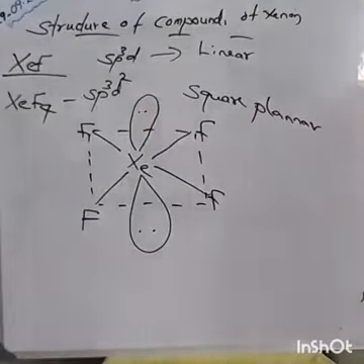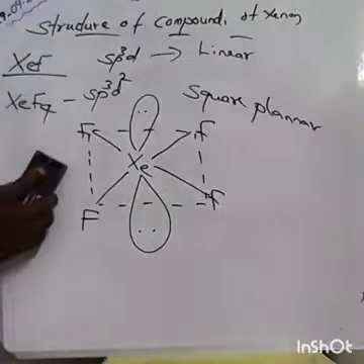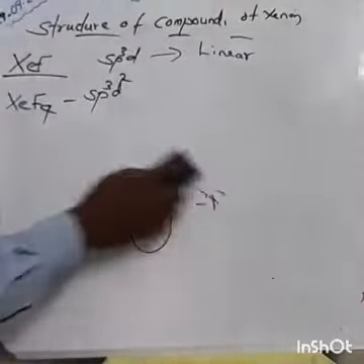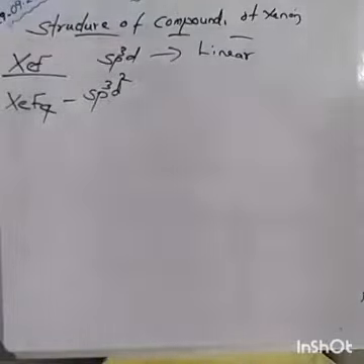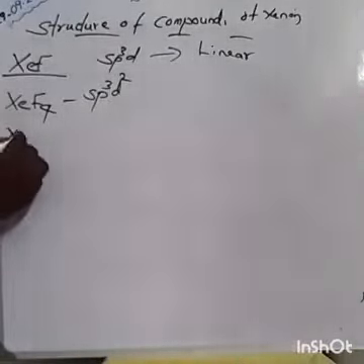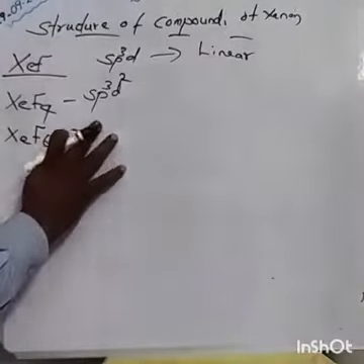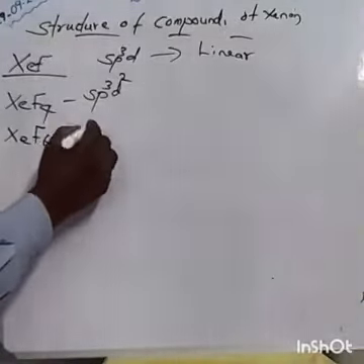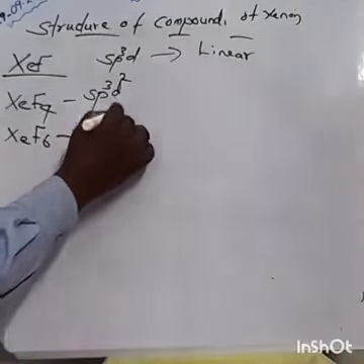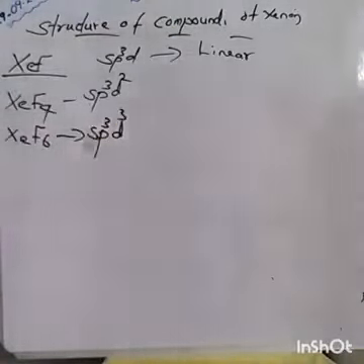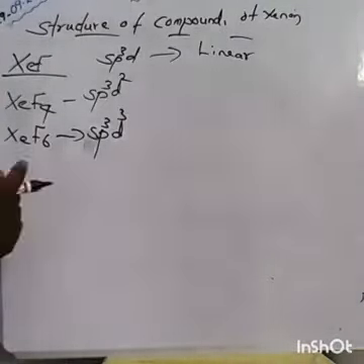Next one, XeF6. This is a distorted octahedron, and the hybridization is sp3d3. Previously I told you how to find out the hybridization. Distorted octahedron. That also you should try to draw, the octahedron.